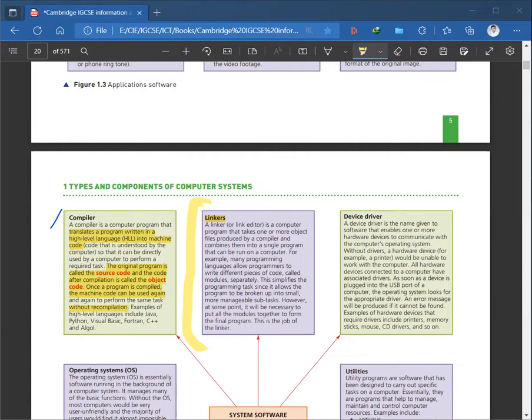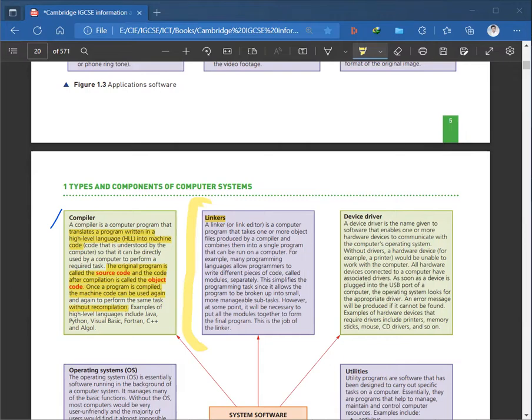Now, today we're learning about three things: types of software, types of computers, and types of interfaces. That's today's agenda, perhaps. You can say that. Okay.